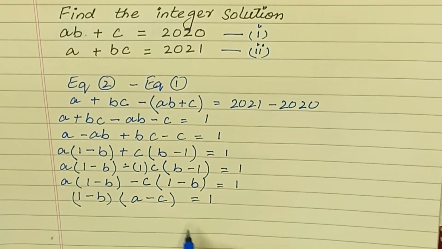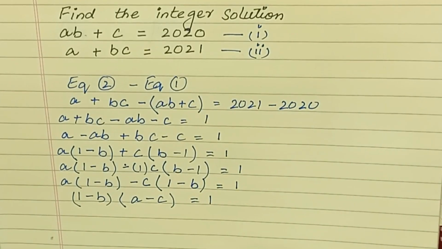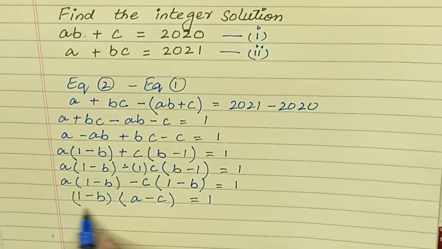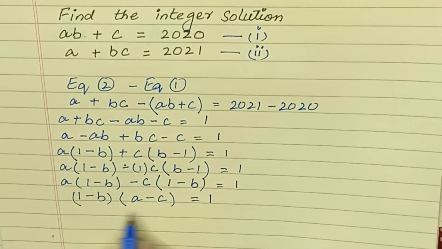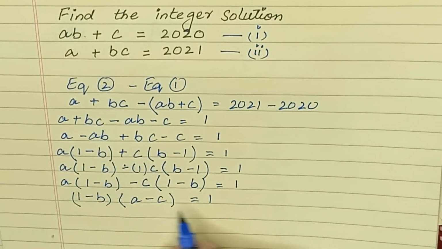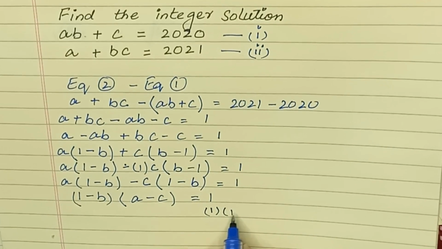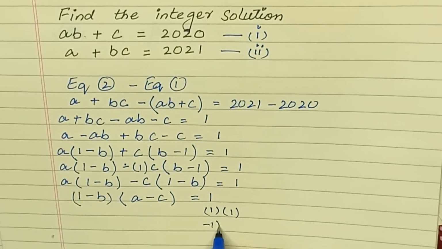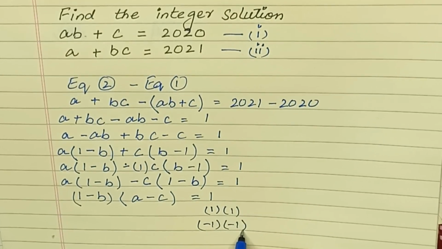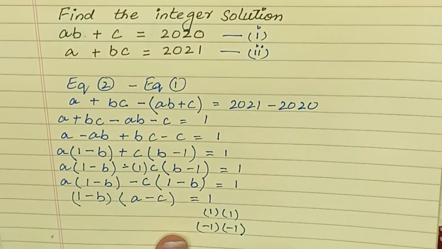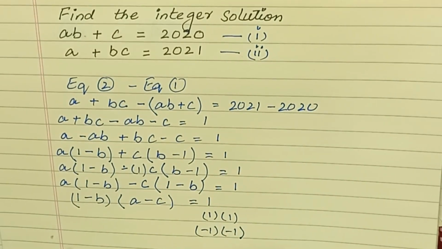Now here we have two possibilities, because on the left hand side we have two factors, 1 minus b and a minus c. So one can be 1 into 1 or minus 1 into minus 1. So further we will solve it by two cases.